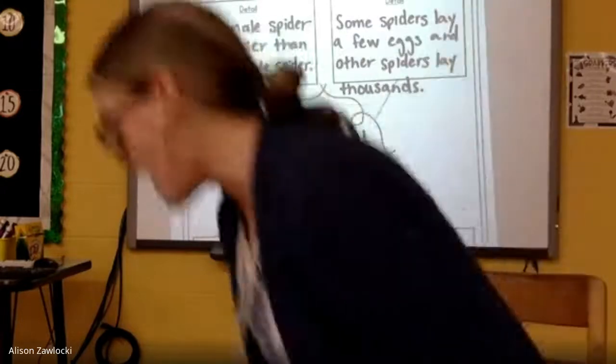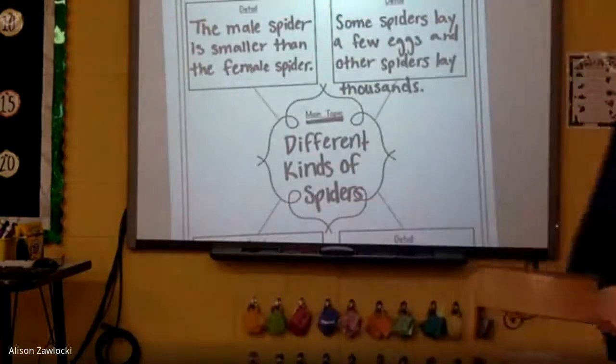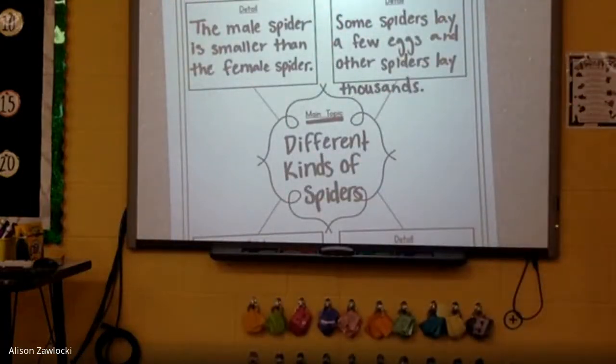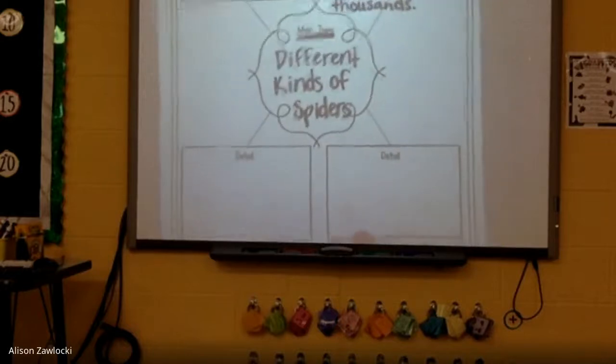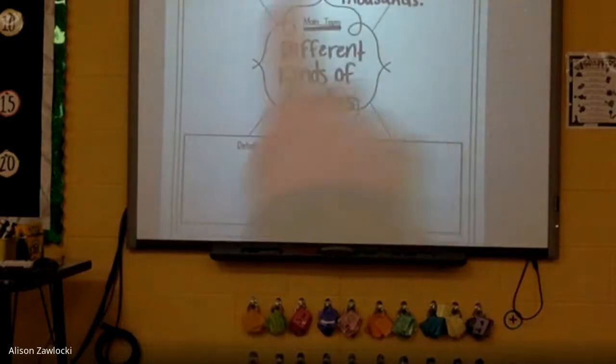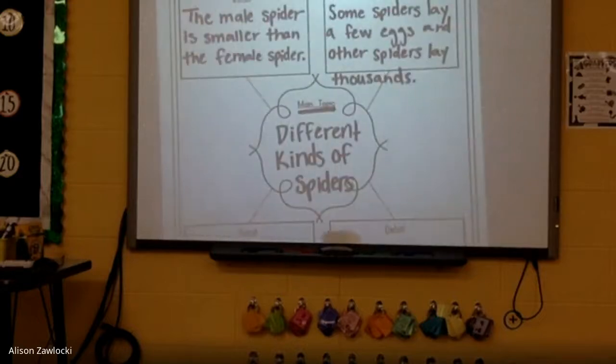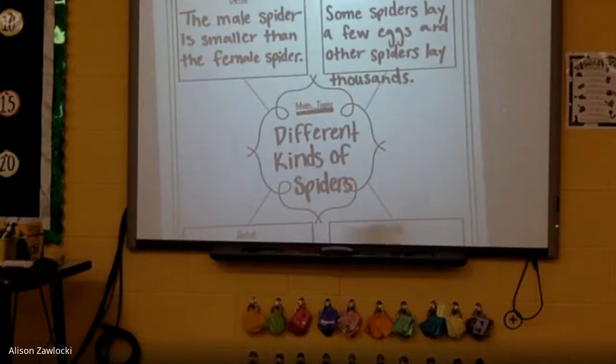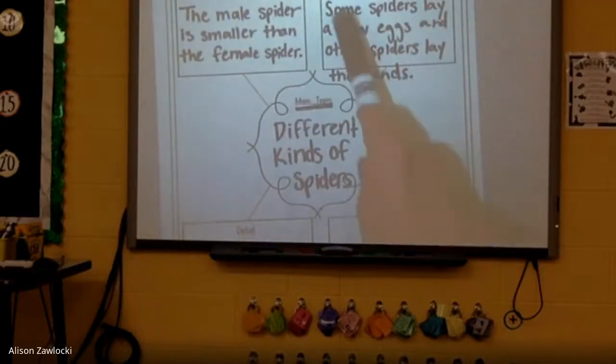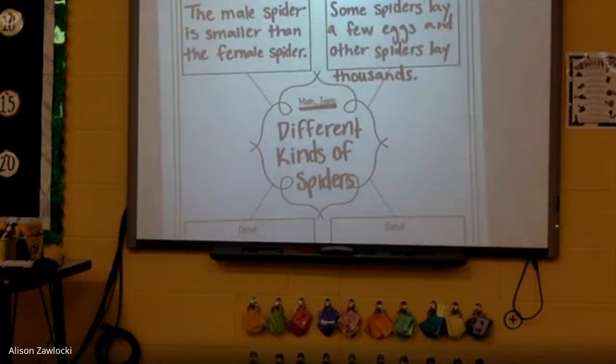So we read a lot of details, and we're going to write some more details. We wrote 2 of them yesterday. I want you to pull out the piece of paper you wrote on yesterday, and we're going to add 2 more details to that. In the middle, we drew a circle and we wrote different kinds of spiders. That's our main topic. Yesterday, we wrote the male spider is smaller than the female spider. That's how the male and female are different, and that proves our main topic. We also wrote some spiders lay a few eggs and other spiders lay thousands of eggs.